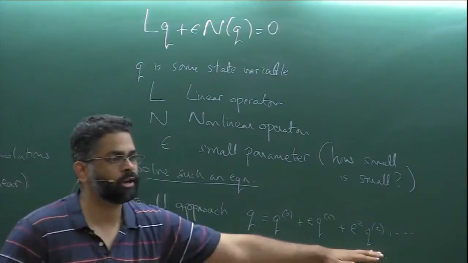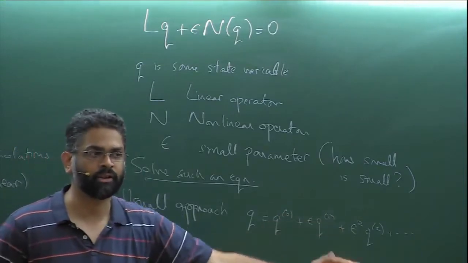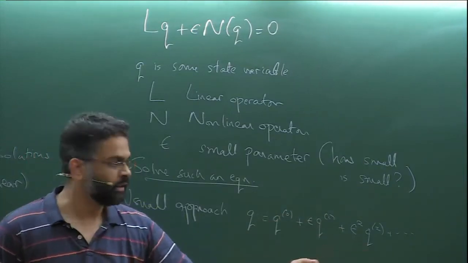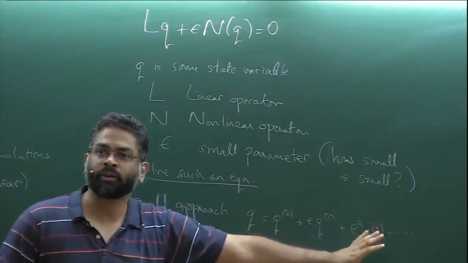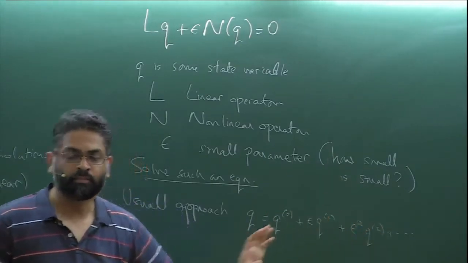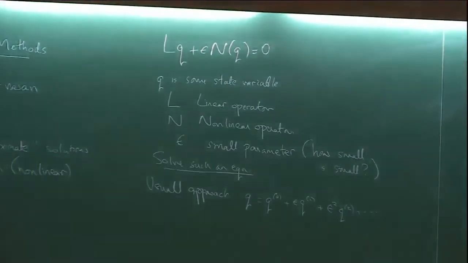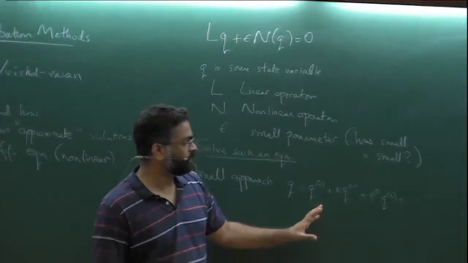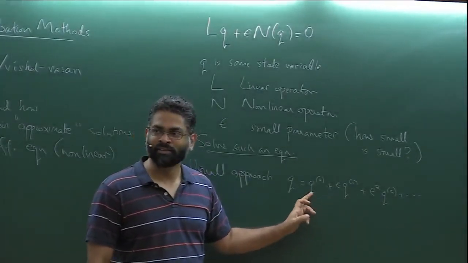Quite often, these are not power series, these are asymptotic series, which is to say they don't converge if you add an infinite number of terms, but for fixed epsilon, for a fixed number of terms, with epsilon going to zero, it can be a good approximation. So quite often, we will not even write down this term. We'll just stop with this.